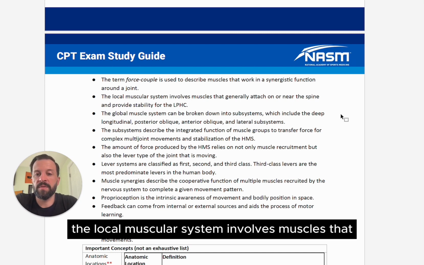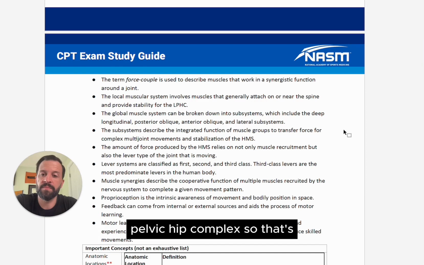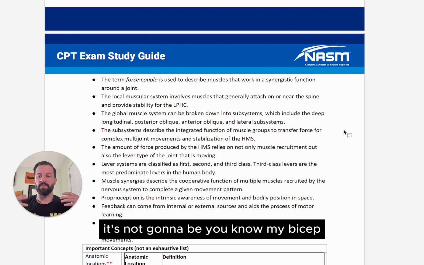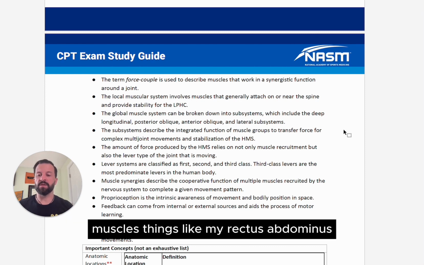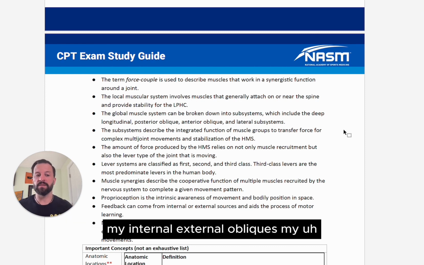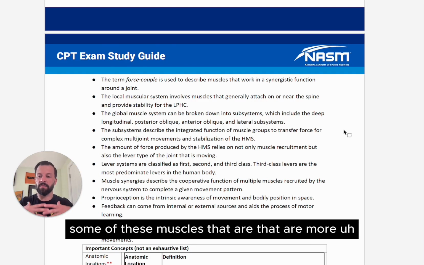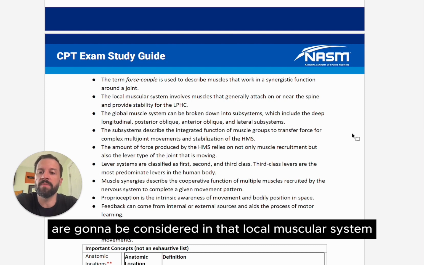The local muscular system involves muscles that generally attach on or near the spine and provide stability for the lumbopelvic hip complex. So that's going to be a lot more centralized. My biceps and my triceps are not considered local muscular system muscles. Things like my rectus abdominis, my internal and external obliques, my multifidus, my quadratus lumborum, some of these muscles that are more around my spine and my trunk and my lumbopelvic hip complex, are going to be considered in that local muscular system.